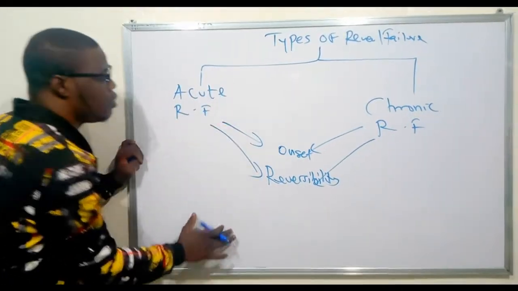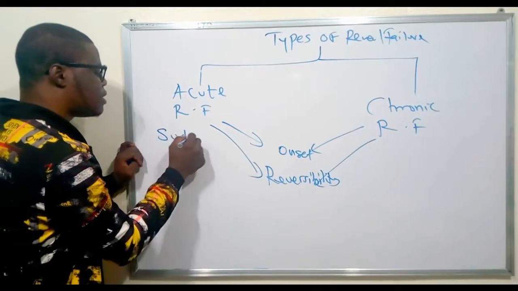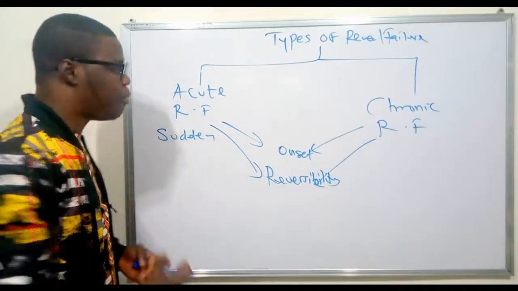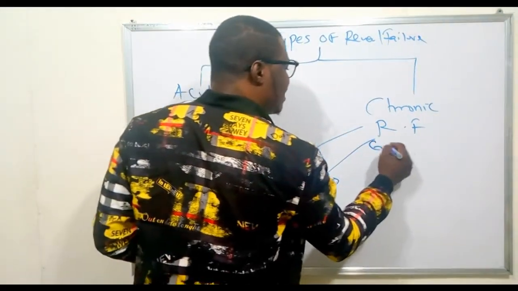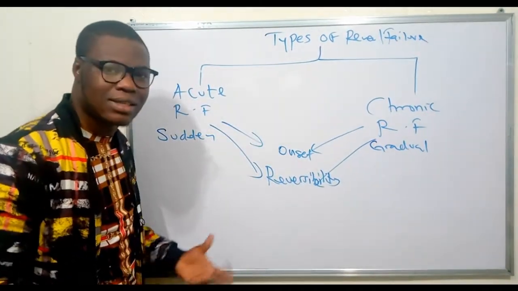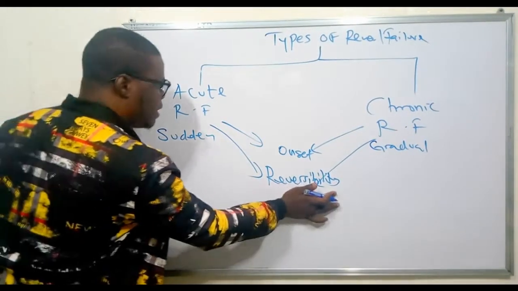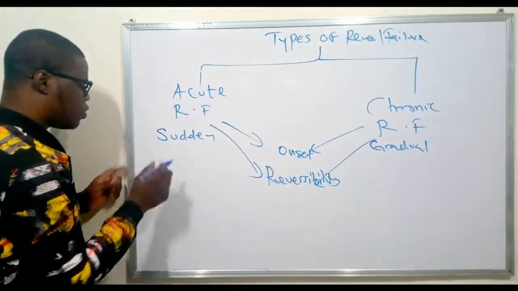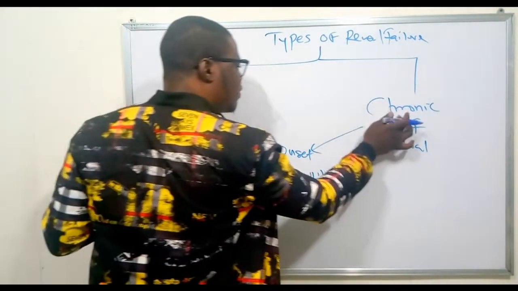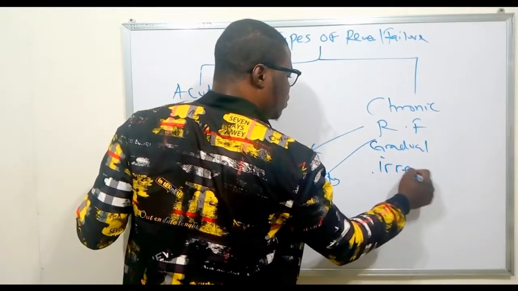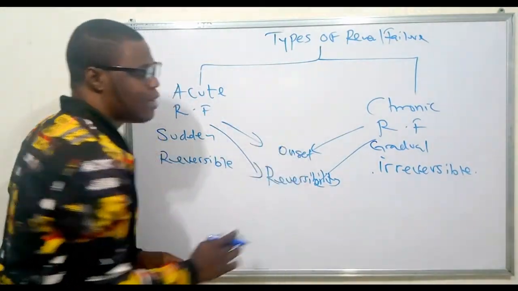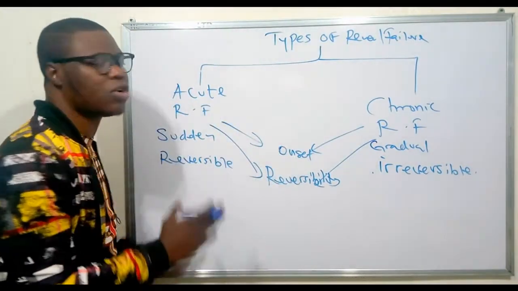For acute renal failure, it has a sudden onset. It occurs suddenly. But for chronic renal failure, it has a gradual onset, that is, it starts gradually. And for the reversibility, acute renal failure is reversible, but chronic renal failure is irreversible. Now, from these two criteria, we can define our renal failure, either acute or chronic.